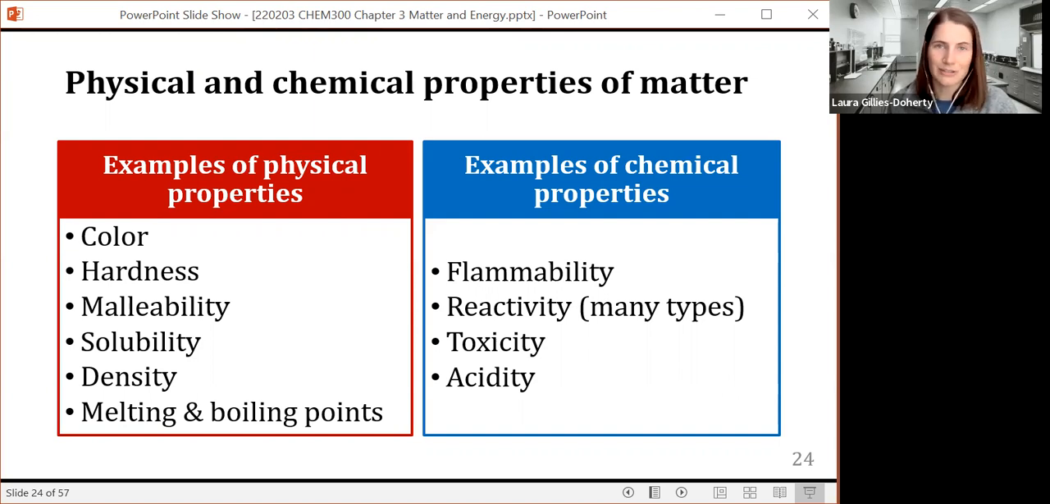Reactivity, there's many types of reactivity. If something reacts strongly with water or reacts strongly with acid, that's a chemical property. It displays that property by changing its identity when it goes through a chemical reaction. Toxicity and acidity, if something's acidic and corrosive or if something's toxic, those are also chemical properties.